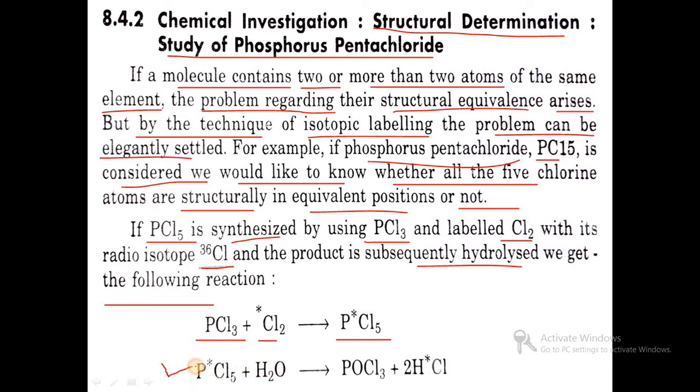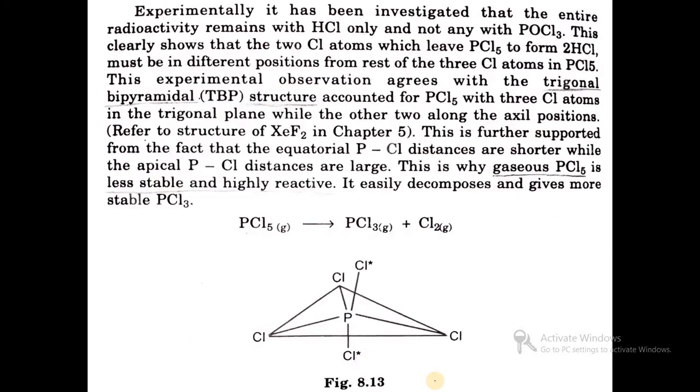But when we hydrolyze the PCl5 with water, we get POCl3 and 2 HCl are liberated. But here the 2 chlorines are different from the 3 chlorines. Experimentally it has been found that all the radioactivity remains with the HCl and none with the POCl3. POCl3 does not contain any labeled chlorine. This clearly shows that the 2 chlorine atoms which leave PCl5 to form 2 HCl must be in different positions from the rest of the 3 chlorine atoms in PCl5.